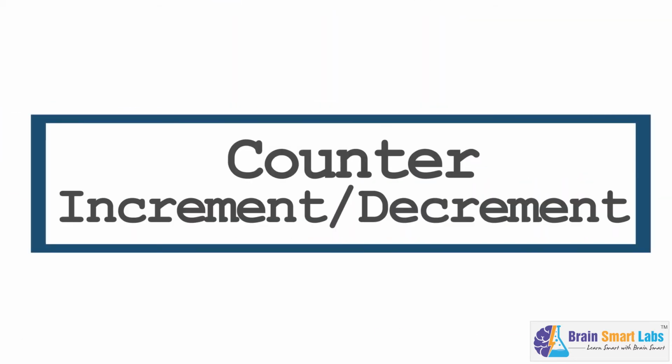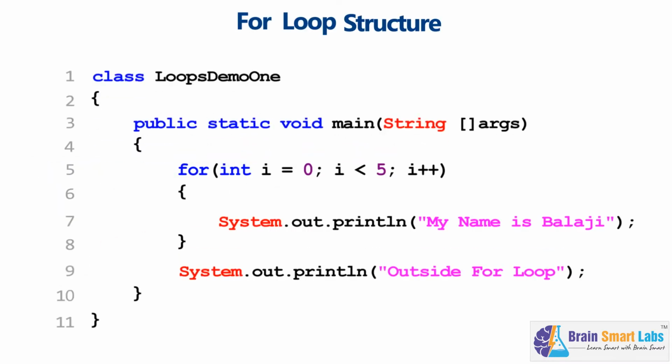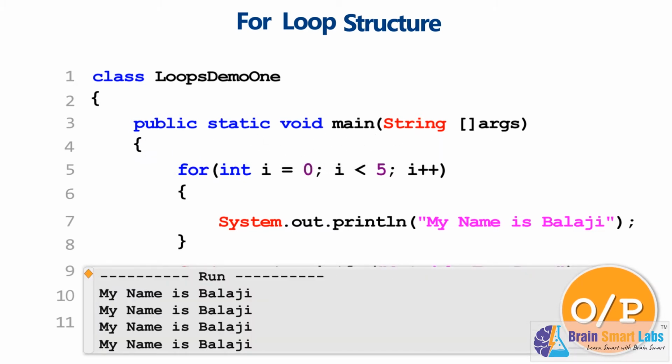Number 4, counter increment or decrement zone. Here is a place where our loop counter value is altered each time the body of our loop gets executed. This process determines the completion of a single loop cycle. The loop when placed in a program compiles just fine and the same code when triggered to run, you will get the following print statement, my name is Balaji, executed 5 times.